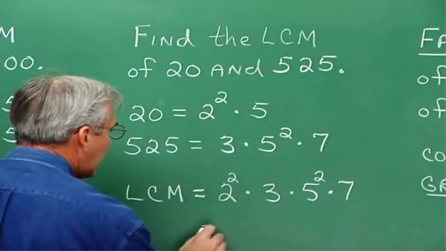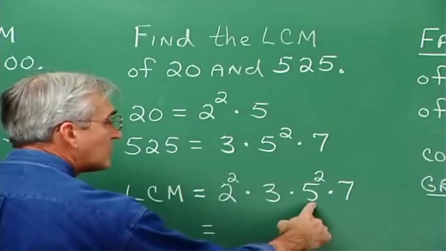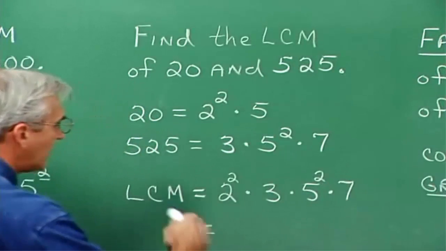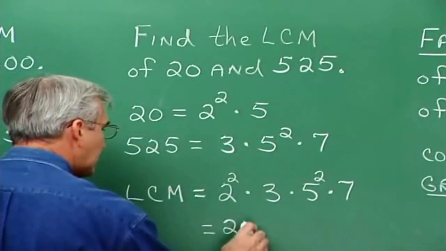Multiplying these out, we get, let's see, this would be 4 times 3 times 5 squared is 25 times 7, and expanding this, we find the value to be 2100.